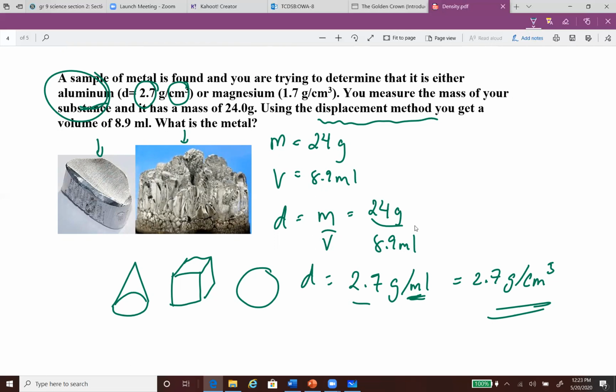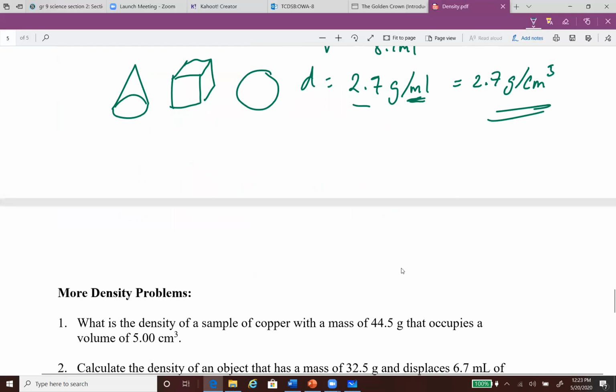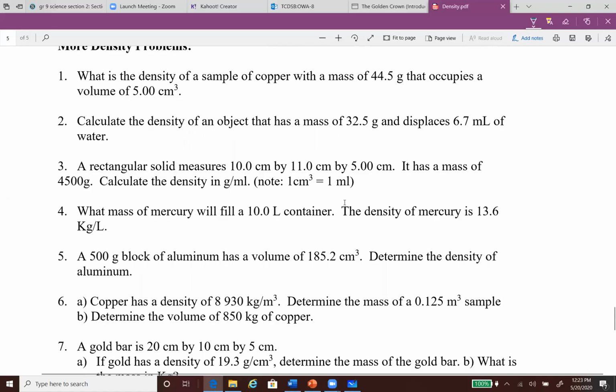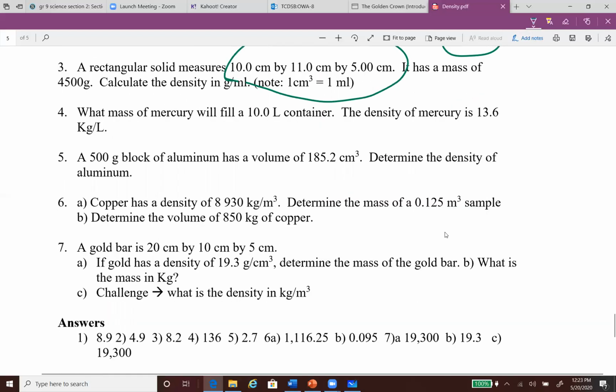Okay, so those are four relatively easy questions about density. In this document on density, you will see density problems, so you can try them out. Some you'll have to figure out the volume, like this one over here. You have a rectangular solid, you have the dimensions, so you have to obviously work out the volume. Or sometimes the volume is given. So try these questions out.